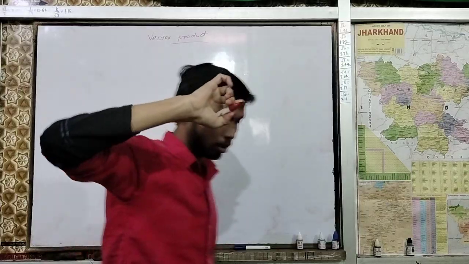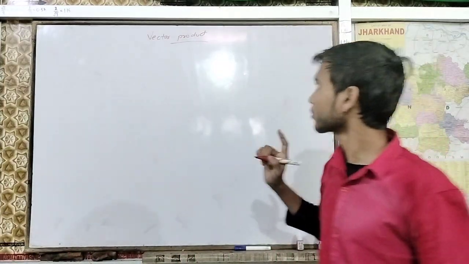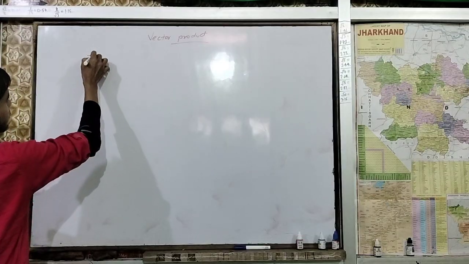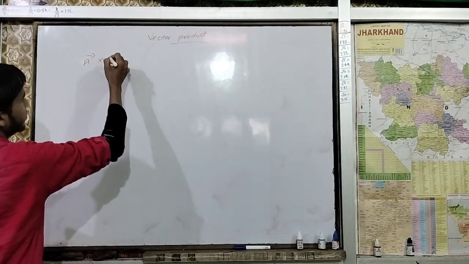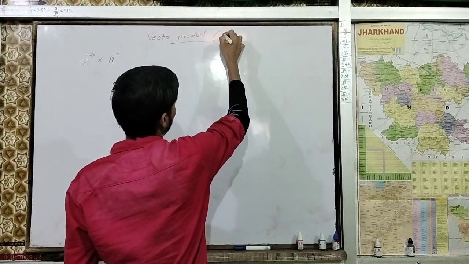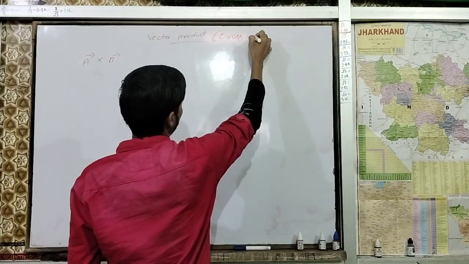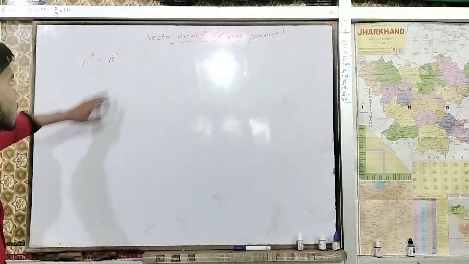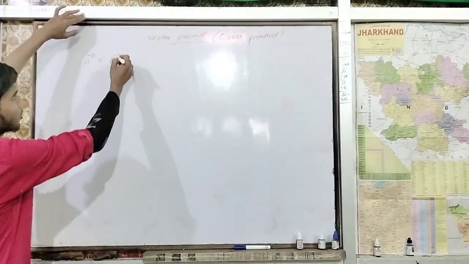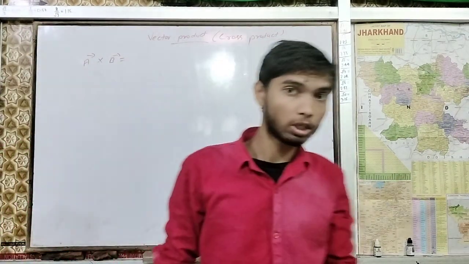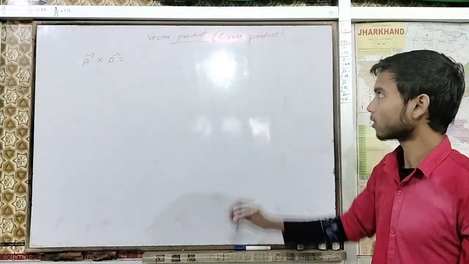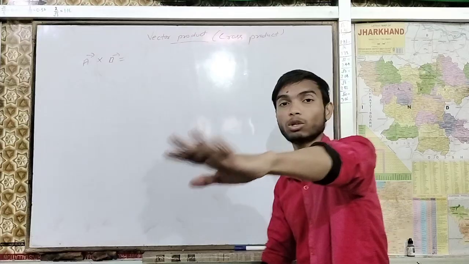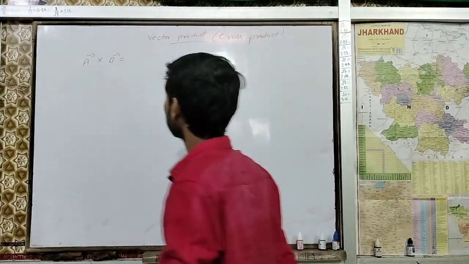Always remember, we are taking two vectors, right? This one and then this another. It is also known as cross product. This A vector cross B vector. So if you are in vector product, remember we will have sin theta. If you are in dot product, you will have cos theta.